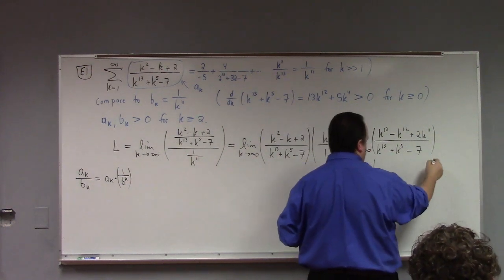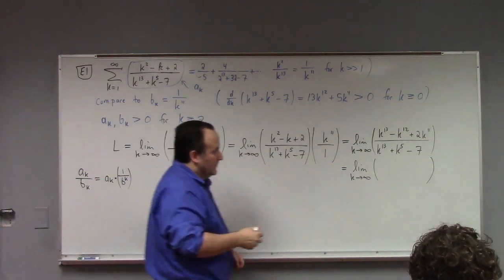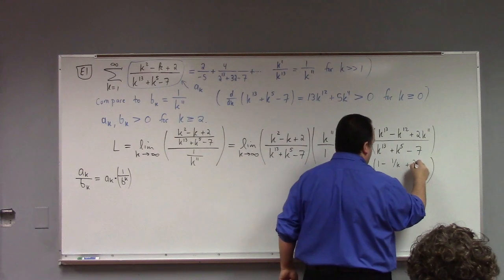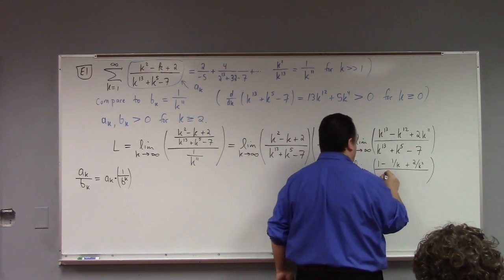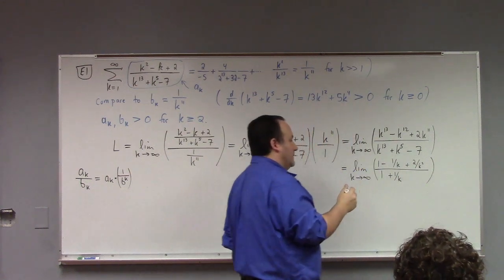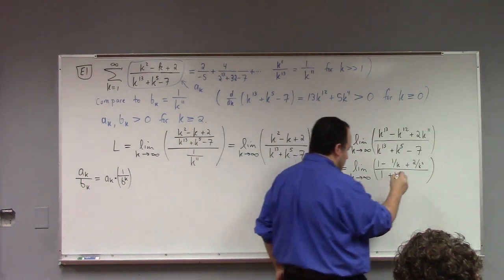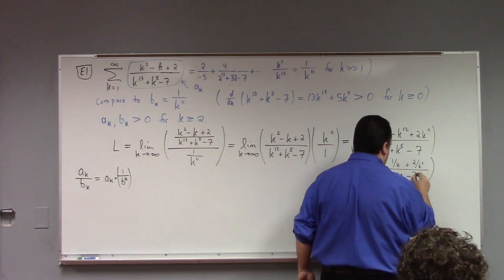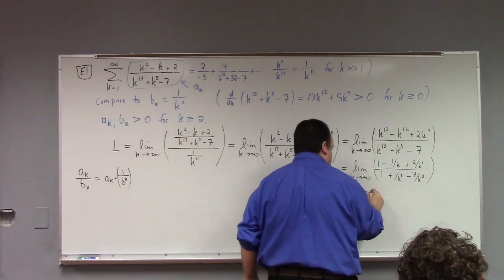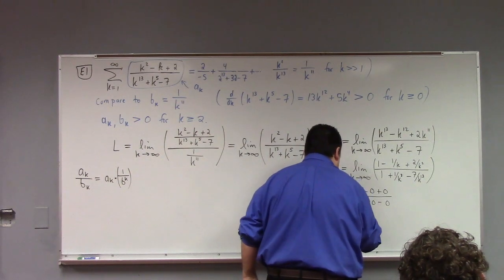All right, so now that I've done that, divide the top and the bottom by the leading power. We get 1 minus 1 over k plus 2 over k squared divided by 1 plus what, 1 over k to the, let's see here, 13 minus 5 is 8, right? And then 7 over k to the 13th, right? And that is manifestly equal to 1 minus 0 plus 0 over 1 plus 0 minus 0, also known as 1.